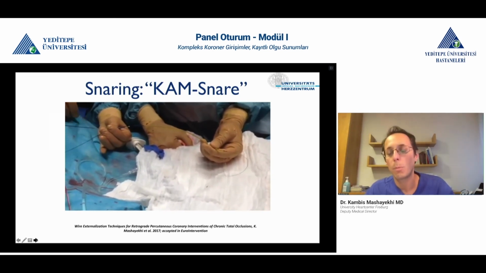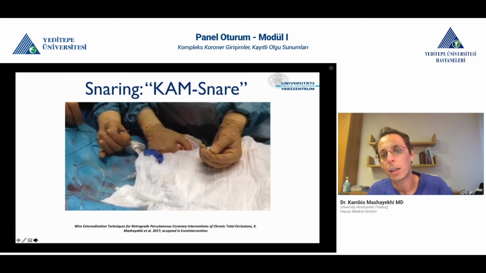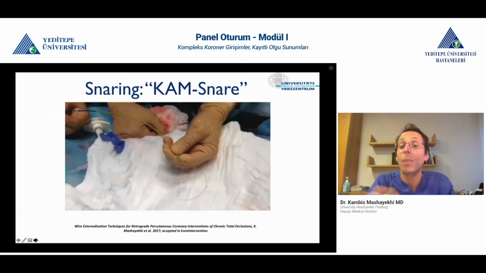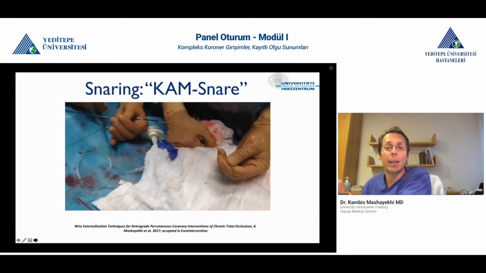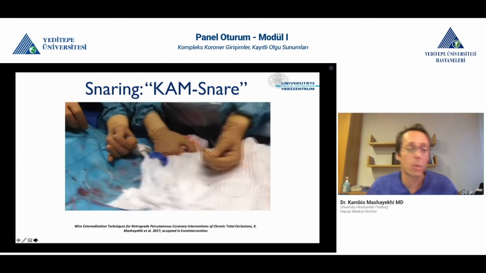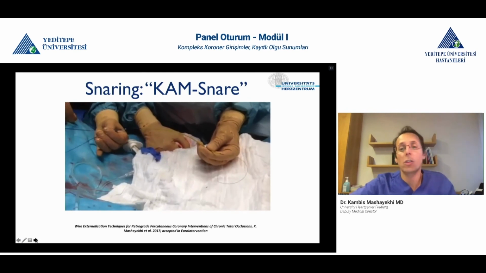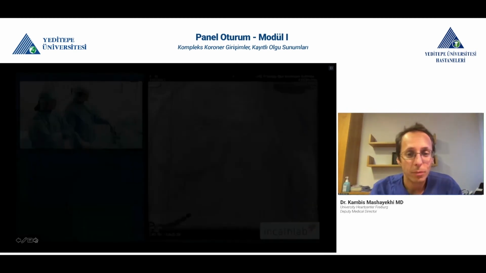And then you pull back, and then the snare is getting small, and you can get the wire. And once you have the wire, just pull your mother and child catheter into the guide, and then you have already finished the connection. You can externalize the whole device, the whole wire.